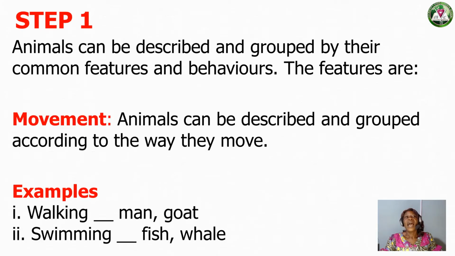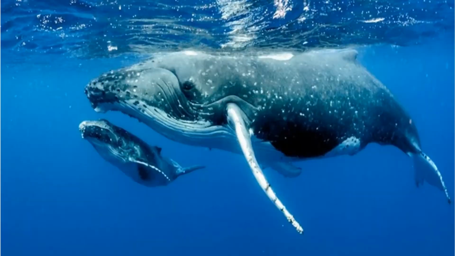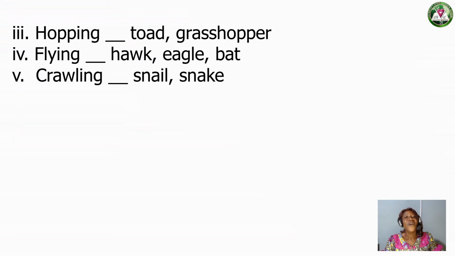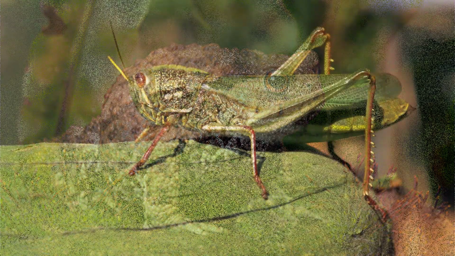Swimming. I'll give you examples of animals that swim, like fish and a whale. Hopping. We know what we mean by hopping. Examples of animals that hop are toad and a grasshopper.